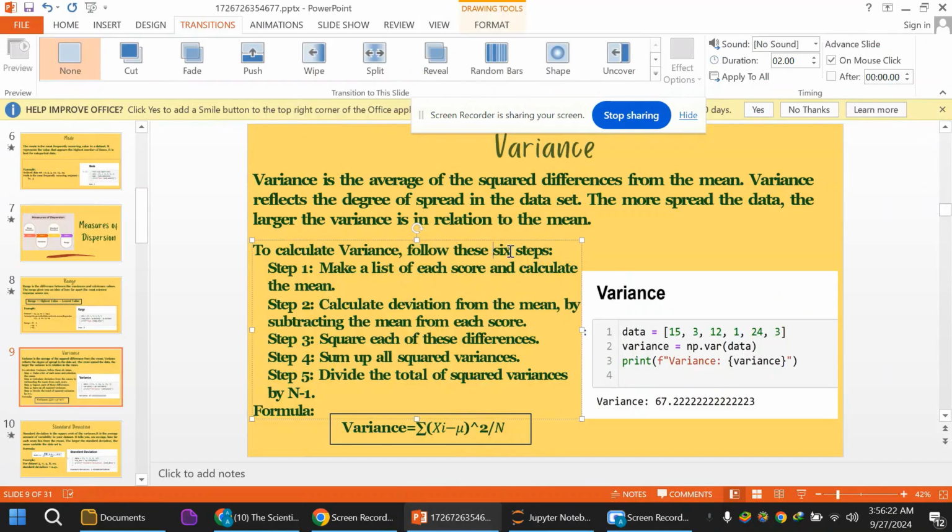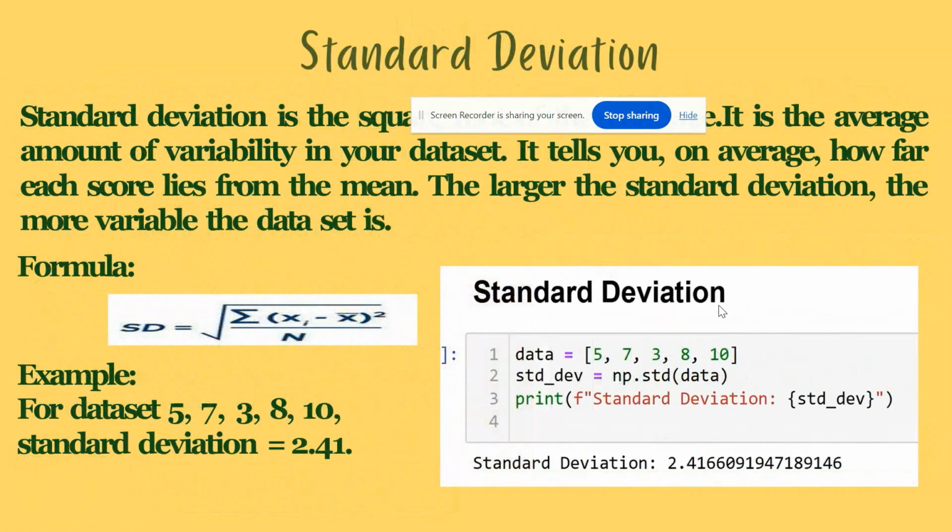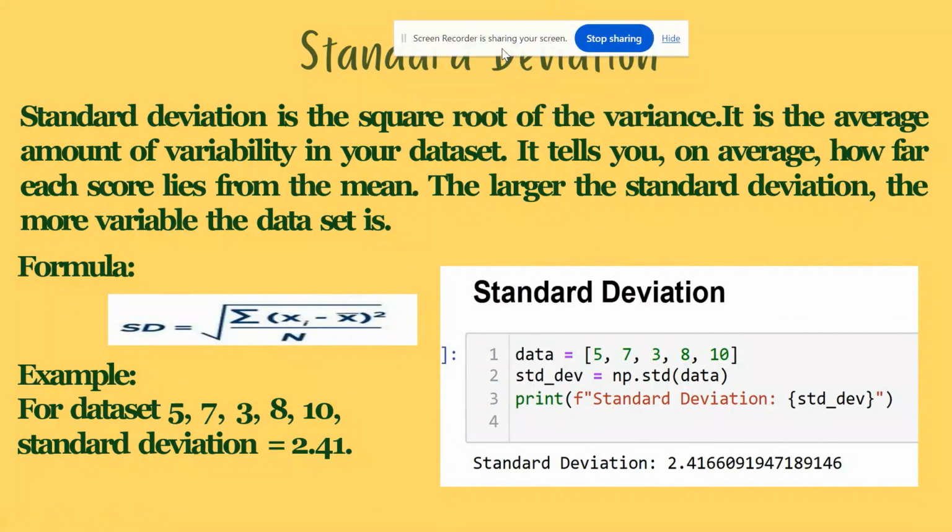Okay, now the third concept in measures of dispersion is the standard deviation. Standard deviation is nothing but the square root of the variance. What's the purpose of standard deviation? It tells you how far the values are from the mean. It is the square root of the variance. It is the average amount of variability in a data set. It actually tells you about the average amount of variability in your data set.